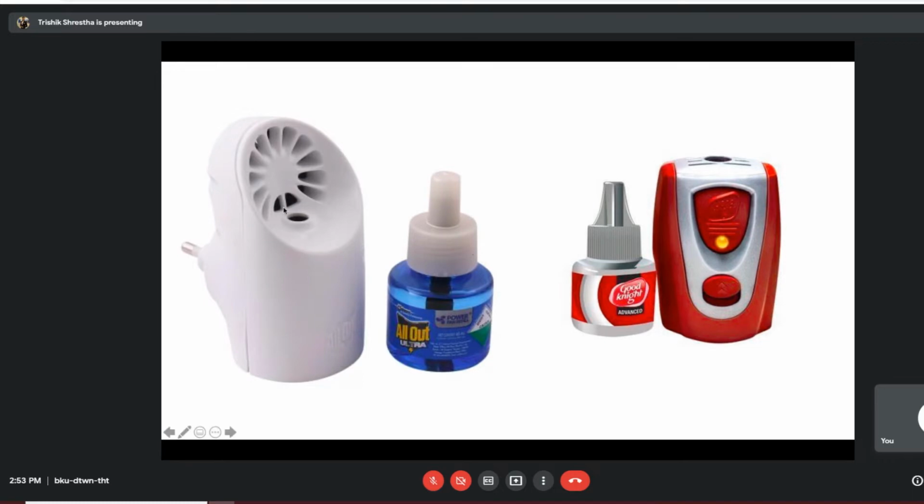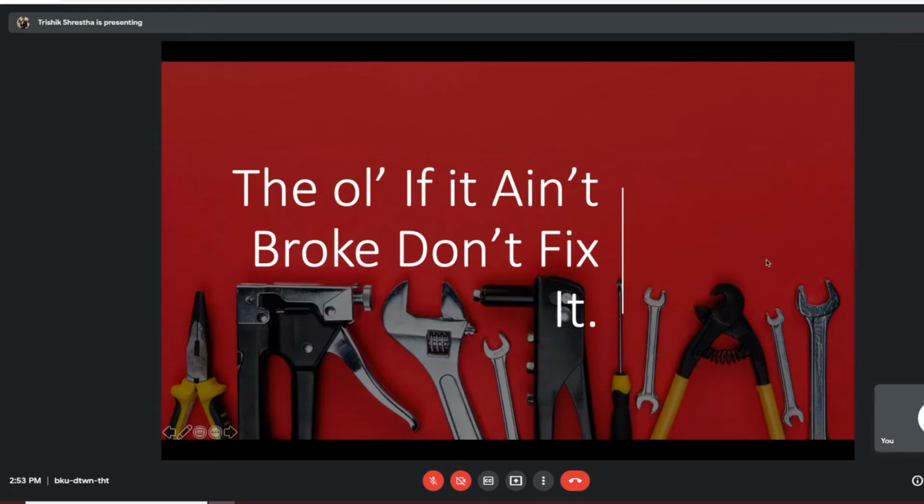And by looking at this product, our mind immediately goes to questioning, how is this not how every mosquito vapor repellent is being made? So this is micro innovation. So we have heard the saying, the old, if it ain't broke, then don't fix it. We have heard this.